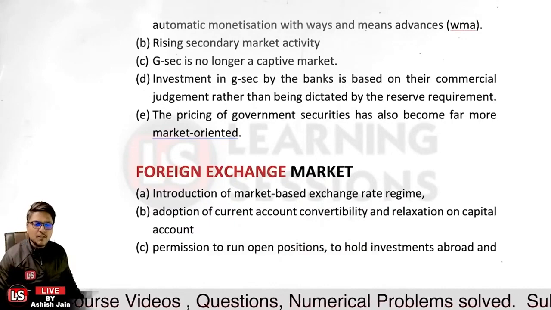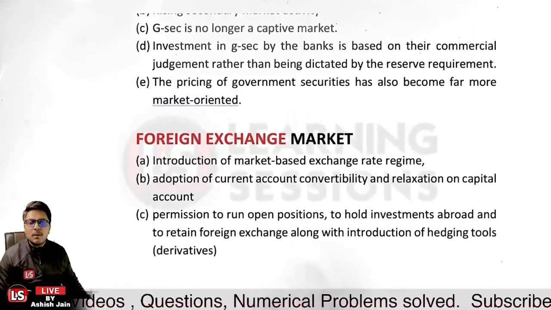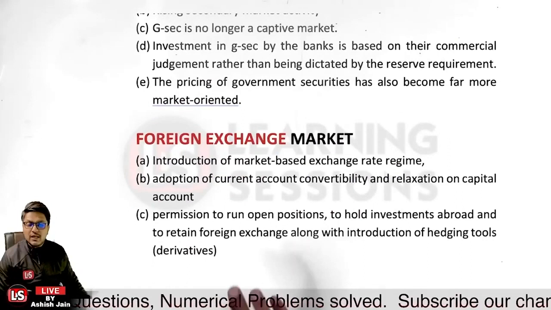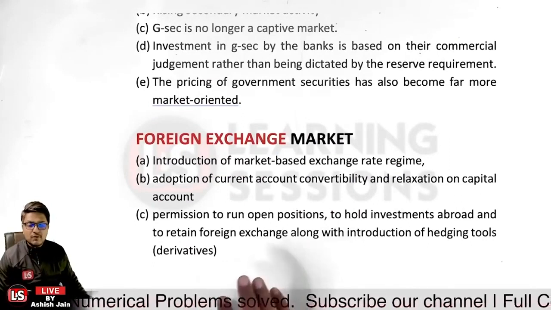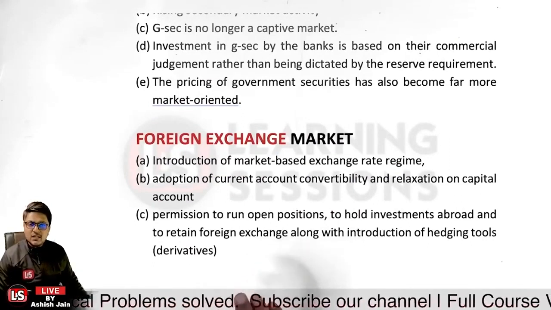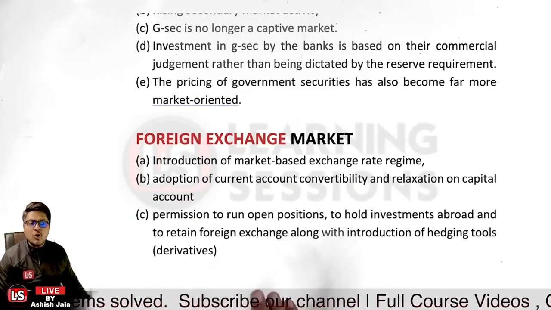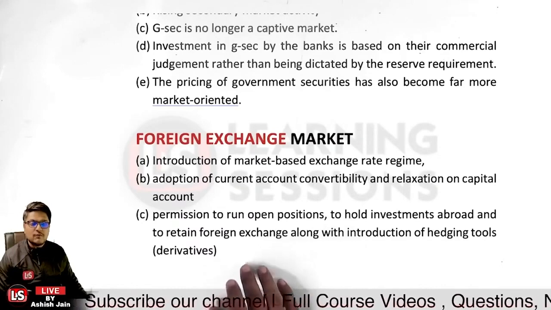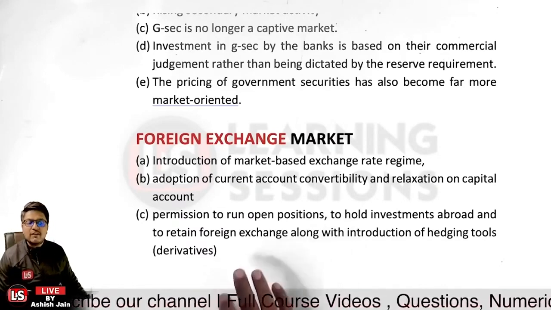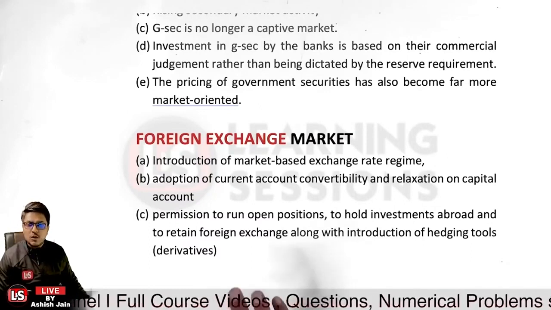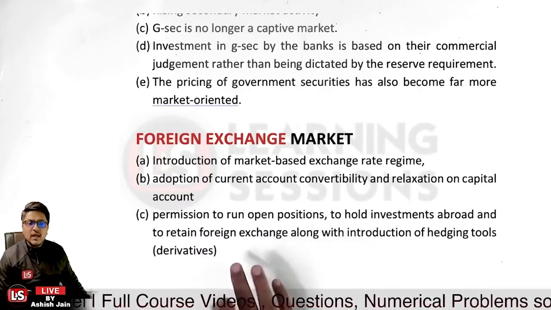Further, permission to run an open position. Now you can have an open position, an exposure in foreign currency. Likewise, if you want to buy 10,000 USD, you can do so. The authorized dealers can have an open position in foreign currency, and they can hold investments abroad also. If they want to invest money abroad, that is now allowed.